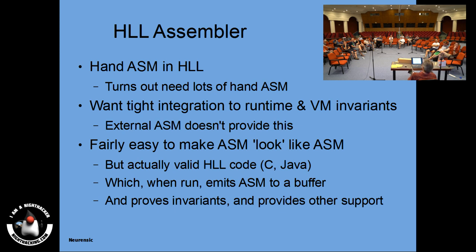So it looks like you might want to use a standard assembler like GNU assembler, but no, you have too many invariants. So you end up faking out the C code to look like you're writing assembly code, but it's actually C code that, when executed, emits the assembly into a buffer, and it also checks your invariants. It can also provide a bunch of other support, like building OOP maps for you on the fly.